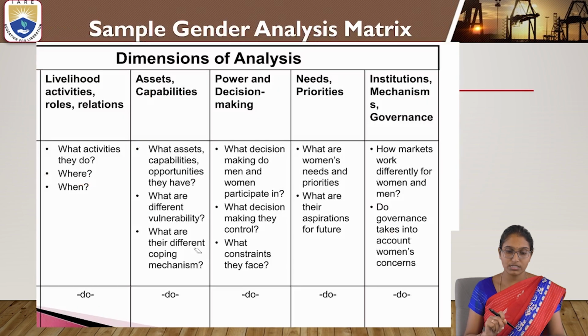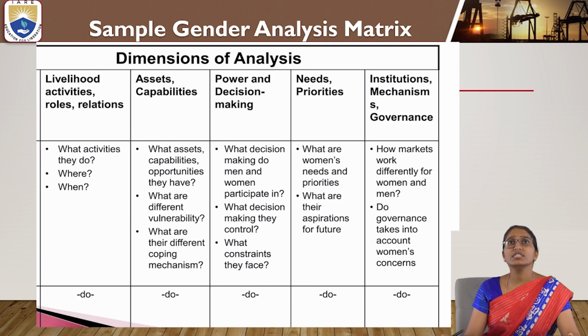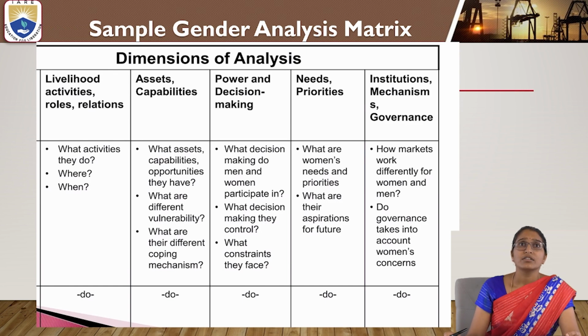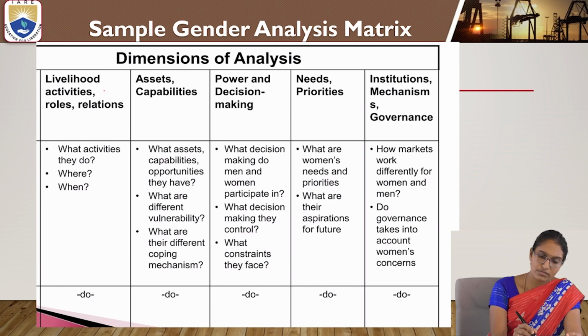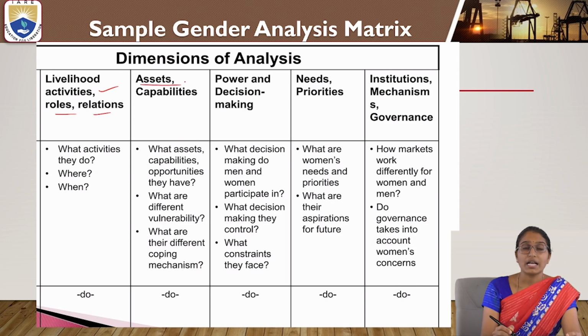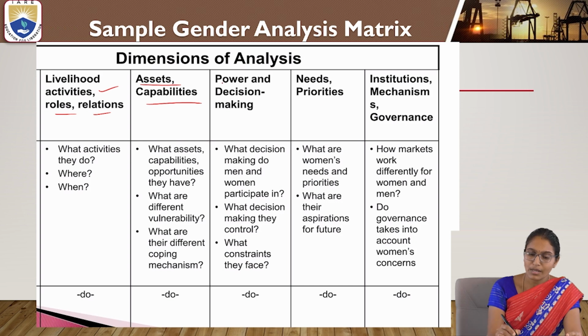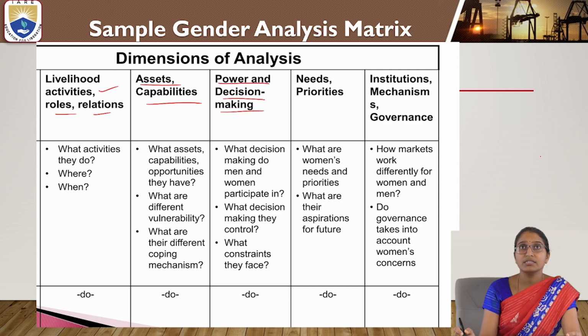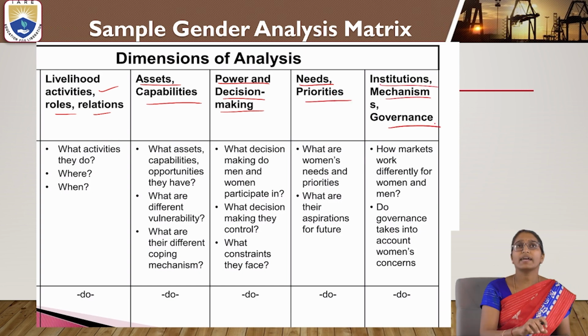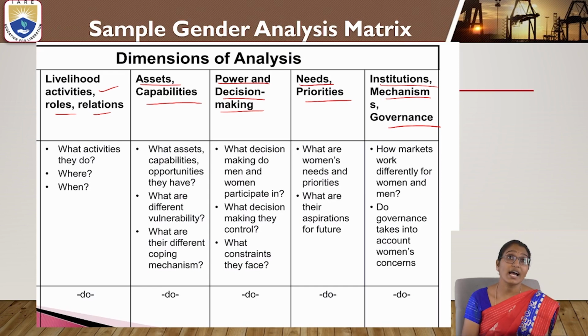We have already discussed this, and with respect to each perspective, how the analysis is done, let us discuss the sample gender analysis matrix. Here we have taken livelihood, activities, roles and relations, as well as assets. The second factor is assets and capabilities, power and decision making, that means access and control, needs, priorities, and institutions, mechanism and governance. So these are the four factors that you have taken. Based on that, what are the analysis things that we have to do?